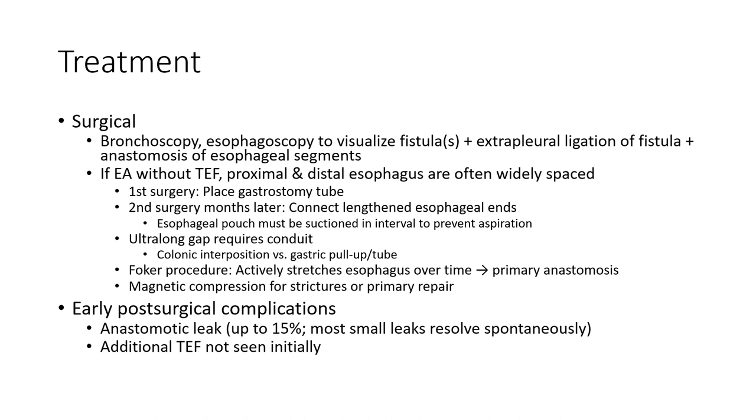If esophageal atresia without TEF, the proximal and distal esophageal ends are widely spaced. First, surgery places a gastrostomy tube. Second, surgery lengthens the esophageal ends. Ultra-long gaps require complete esophageal lengthening procedures that actively stretch the esophagus over time, leading to primary anastomosis.